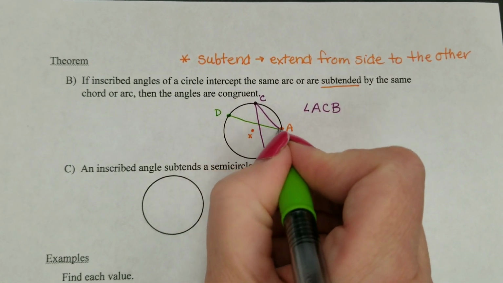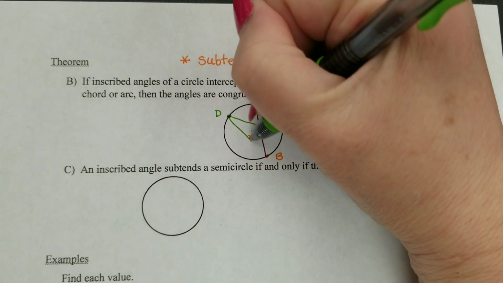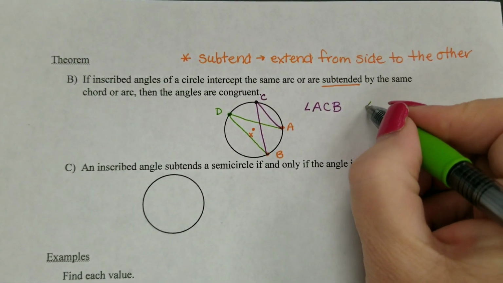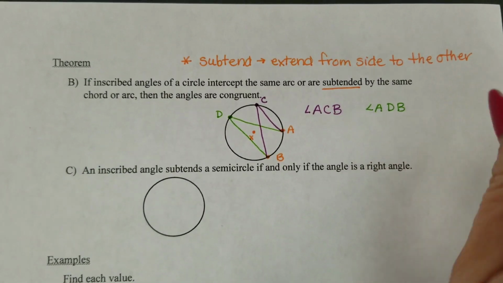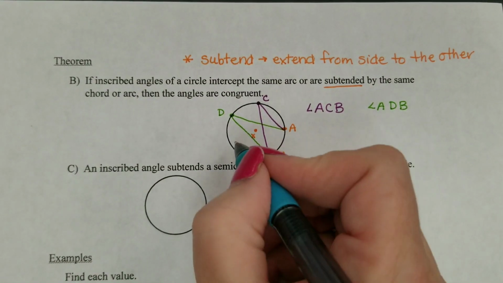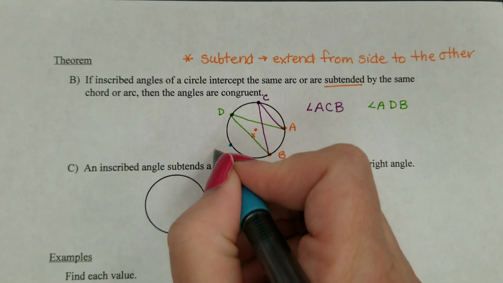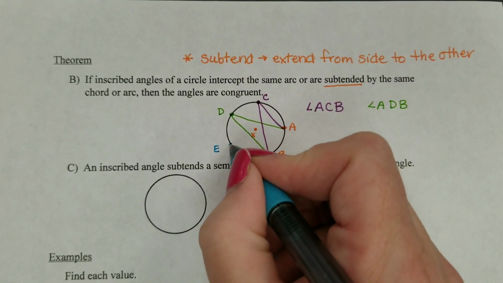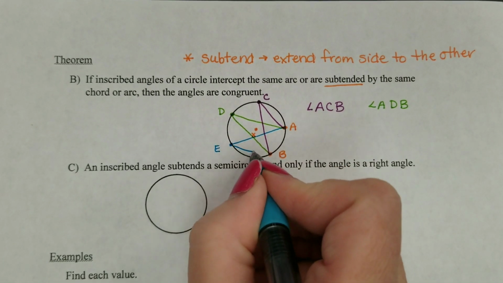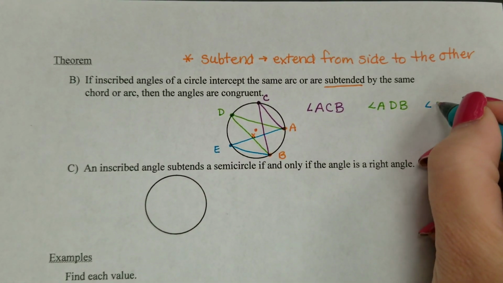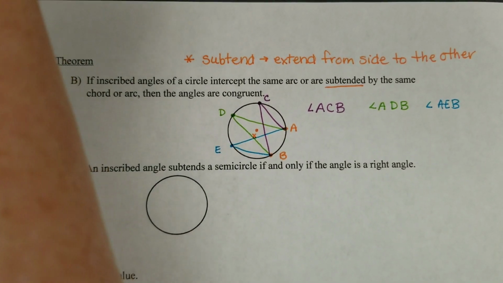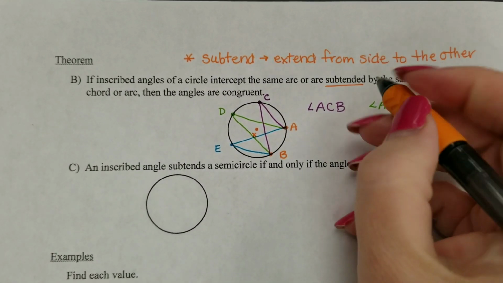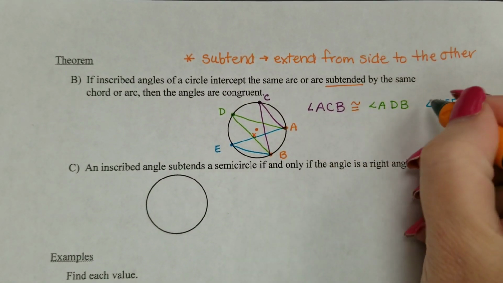If I make angle ADB, let's do one more, and let's put this one on as E, AEB. Well, every single one of these angles are congruent.